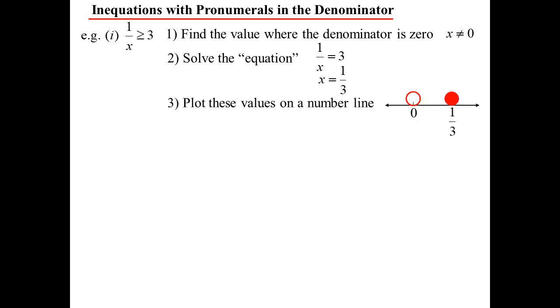Plot them on the number line. There they are. Notice the 0 I've not coloured in because it can't equal 0. Bottom of the fraction can't equal 0. The 1/3 I have coloured in because, go back to the original question, it's greater than or equal to. So it's allowed to equal that point.